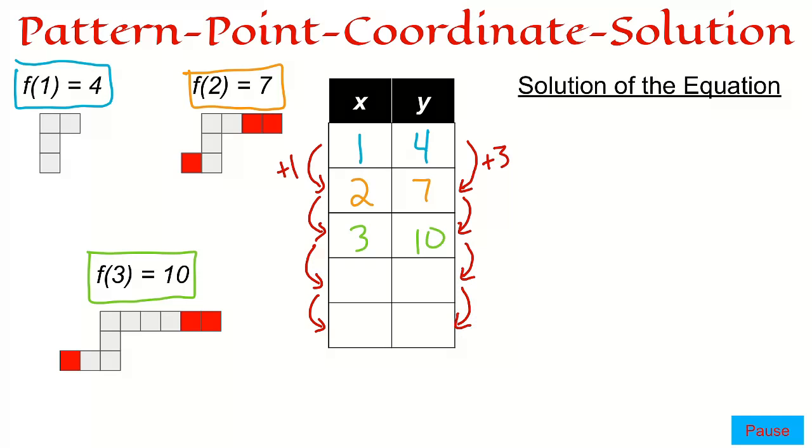We know that as x increases by 1, so goes from 3 to 4, y will increase by 3, go from 10 to 13. As x increases by 1, the figure number goes from 4 to 5. The y value, the number of tiles, will increase by 3, going from 13 to 16. Any questions on the table?